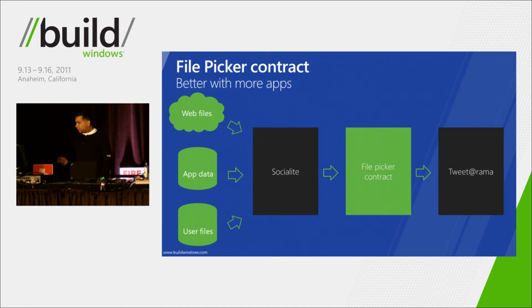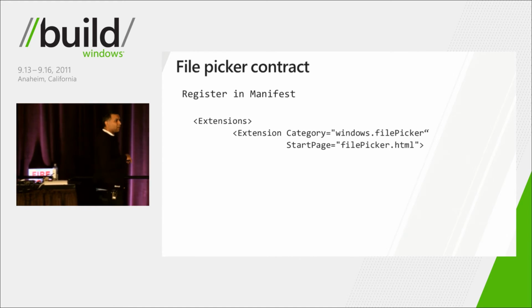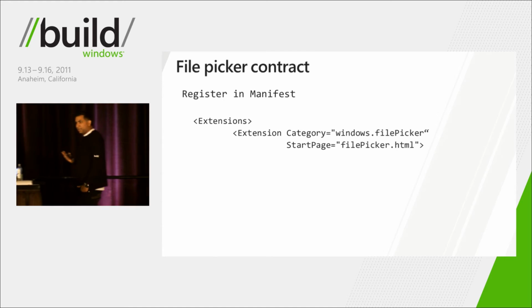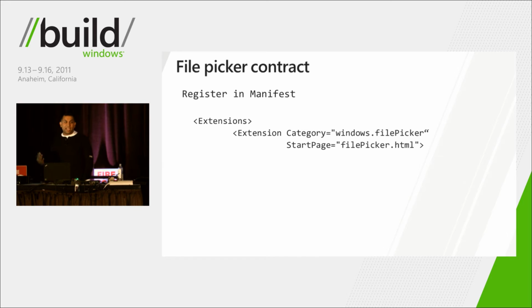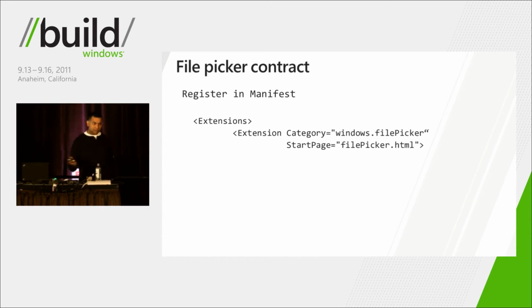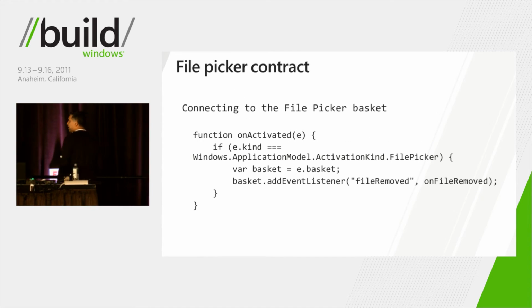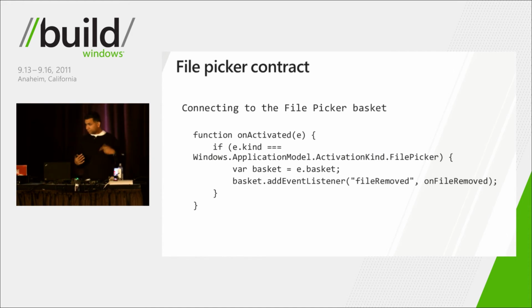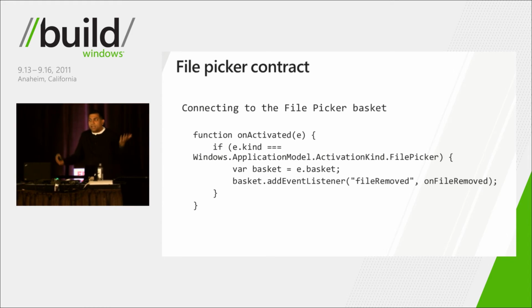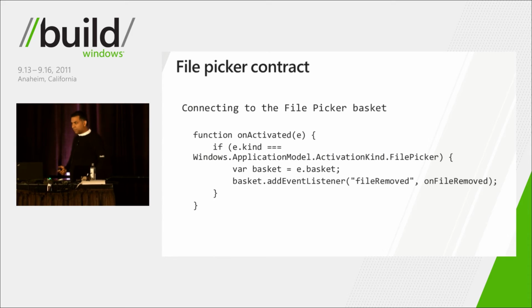So coming back to the presentation, how does Socialite participate in the app-to-app picking contract? The first thing it has to do is register for that contract in the manifest. It basically says, hey, I want to participate in the file picking contract, or the Windows.FilePicker extension. That's what the manifest calls it. It then connects itself to the picker basket. So when it gets activated in the picker, it says, once I'm activated, I want to be part of the picking experience. So it registers itself for that picking experience.